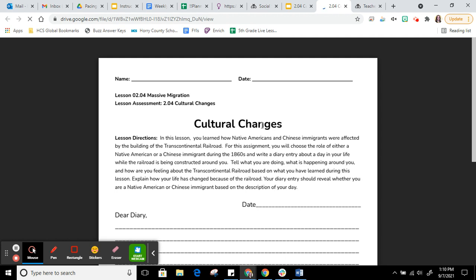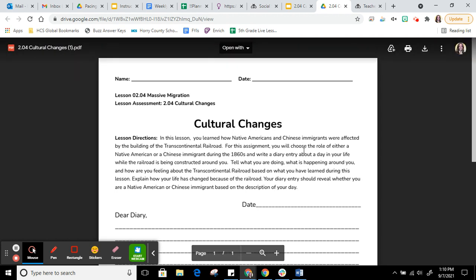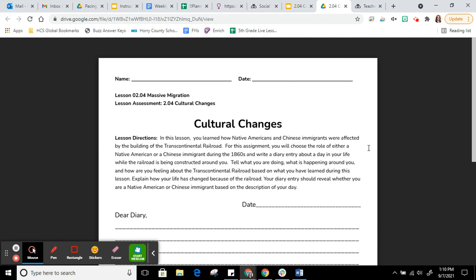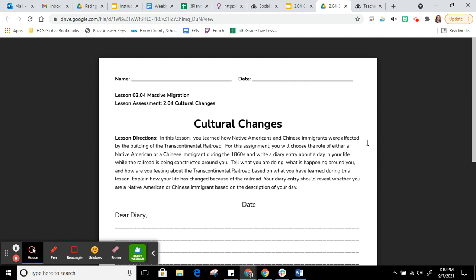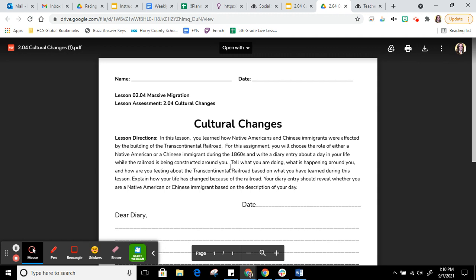I'm going to open up the assignment. And for this assignment, it's a one-page assignment. Give it a second here to load. So let's take a look at the lesson directions. In this lesson, you learned how Native Americans and Chinese immigrants were affected by the building of the Transcontinental Railroad. For this assignment, you will choose the role of either a Native American or a Chinese immigrant during the 1860s and write a diary entry about a day in your life while the railroad is being constructed around you.